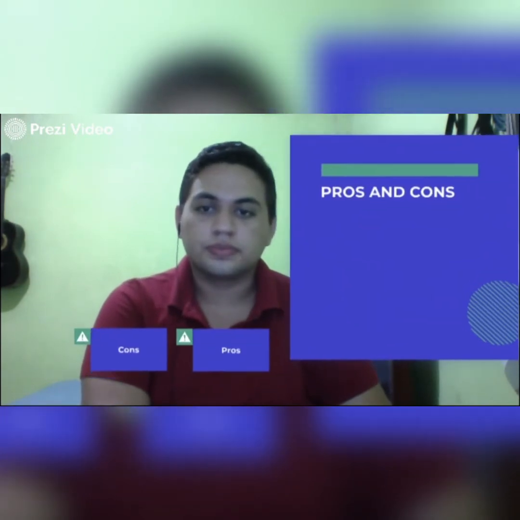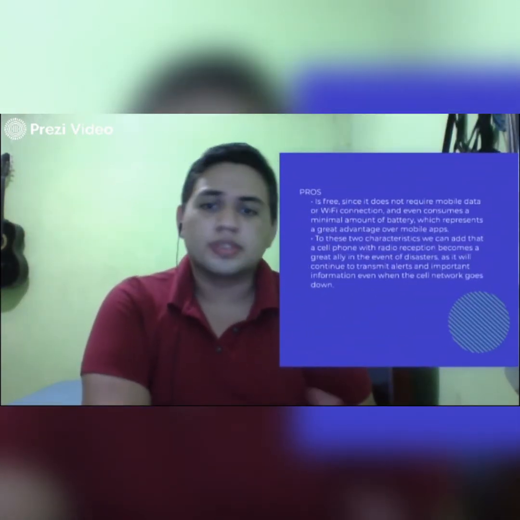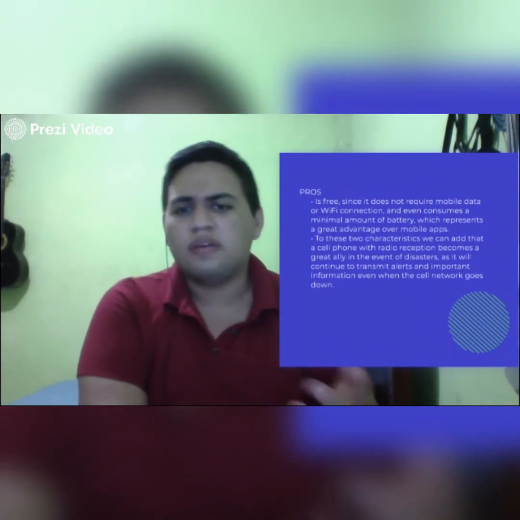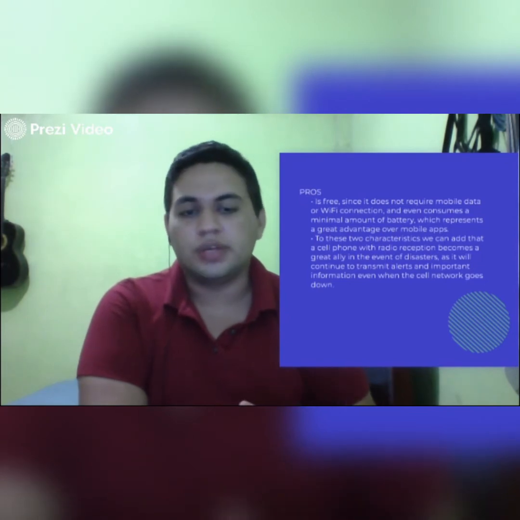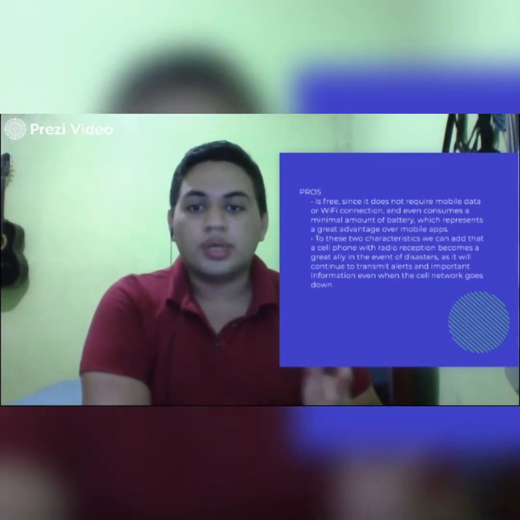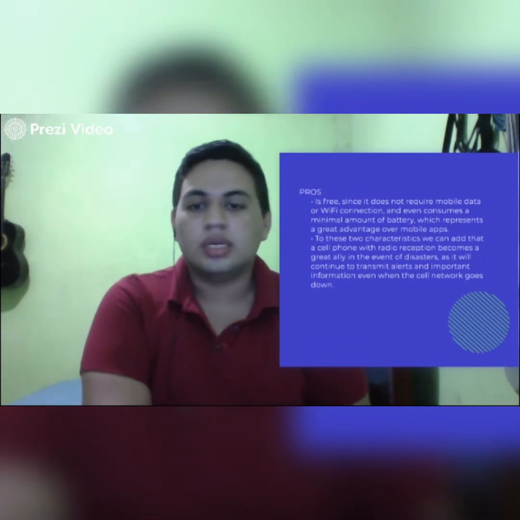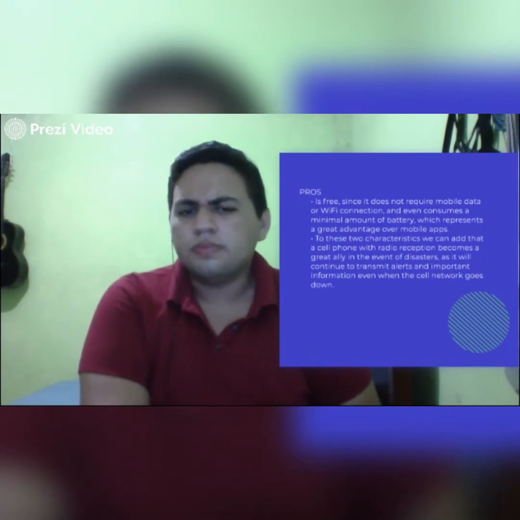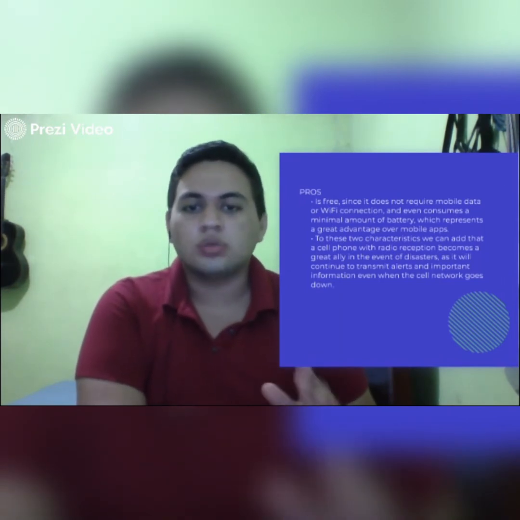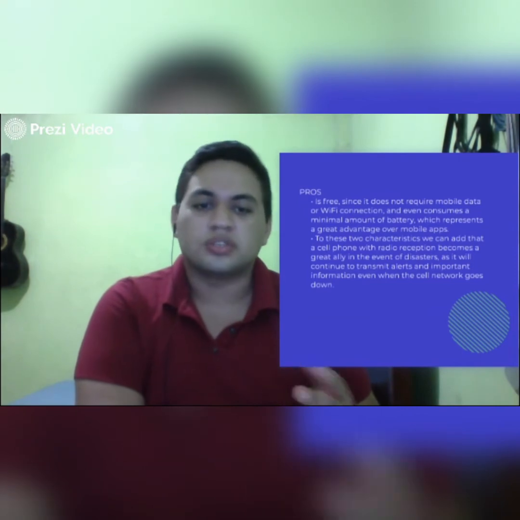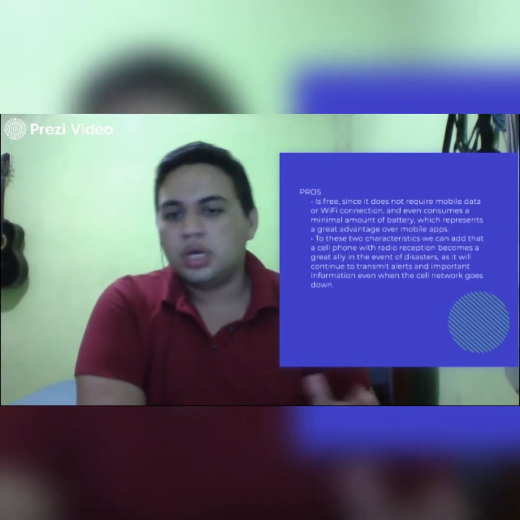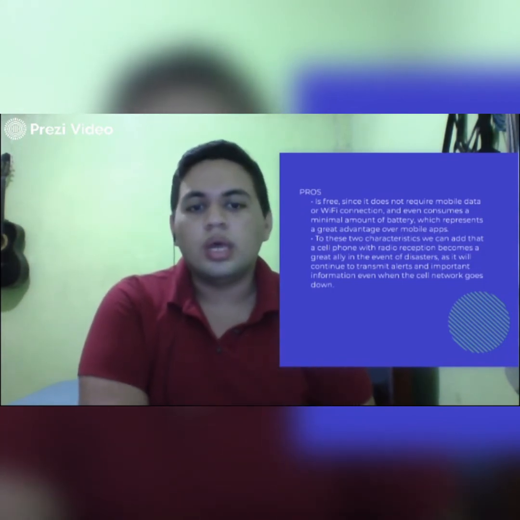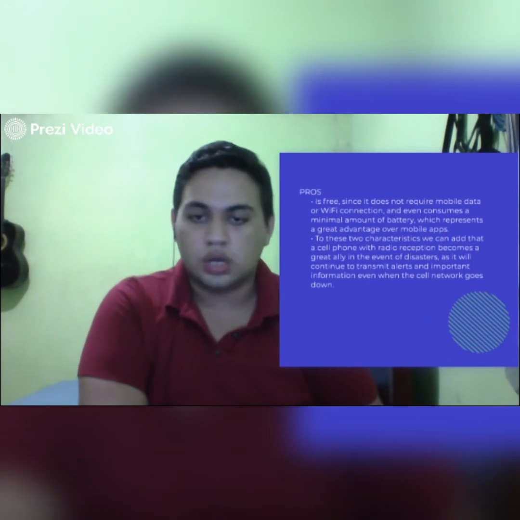Pros and cons. Pros. It's free, since it does not require mobile data or Wi-Fi connection, and even consumes a minimal amount of battery, which represents a great advantage over mobile apps. To these two characteristics, we can add that a cell phone with radio reception becomes a great ally in the event of disasters, as it will continue to transmit alert and important information even when his cell network goes down.